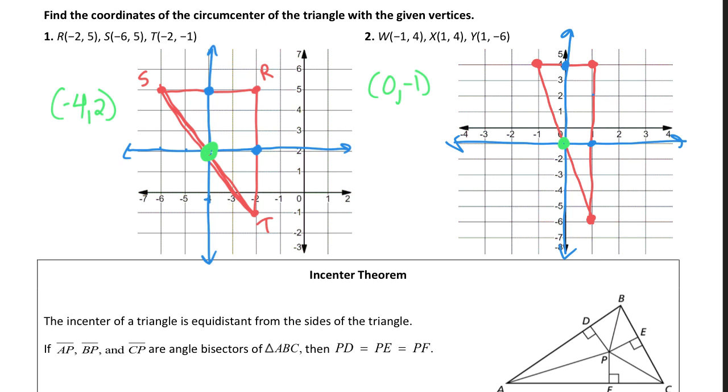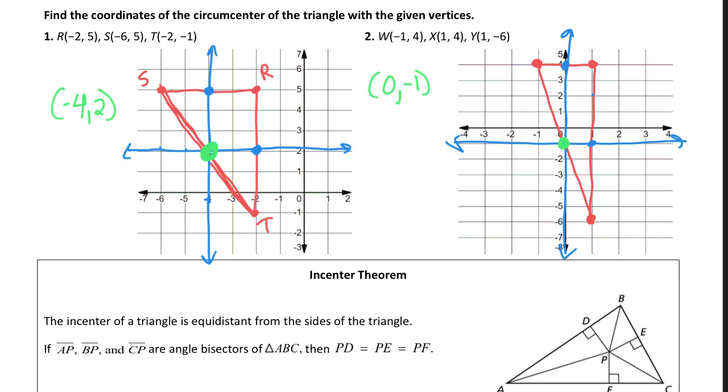For the guided practice, I tried to keep it simple. I gave you right triangles, so the midpoints and the perpendiculars should be easy to find. Graphing, for number 1, I got (-4, 2) as my circumcenter, and for number 2, I got (0, -1).